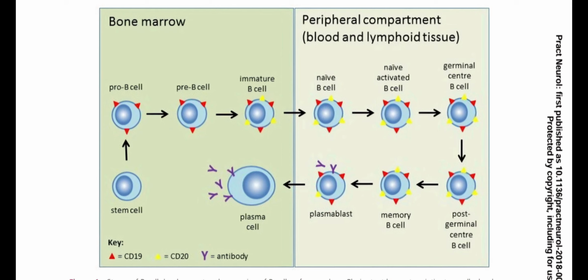In summary, CD19 is a broad B cell lineage marker that appears early at the pro-B cell stage and persists through most stages of development, whereas CD20 appears later at the immature B cell stage and is lost when B cells differentiate into plasmablasts and plasma cells. Understanding this developmental pathway is essential for interpreting B cell immunology and the mechanism of action of B cell targeted therapies used in autoimmune diseases, neurological disorders, and hematological malignancies.